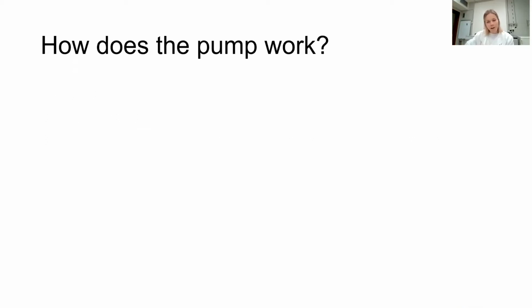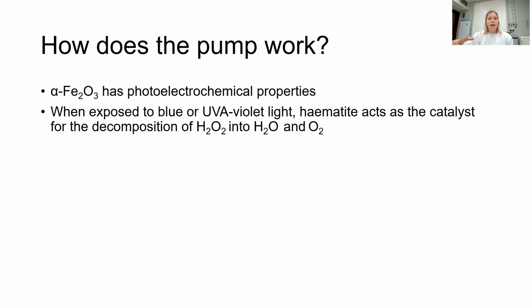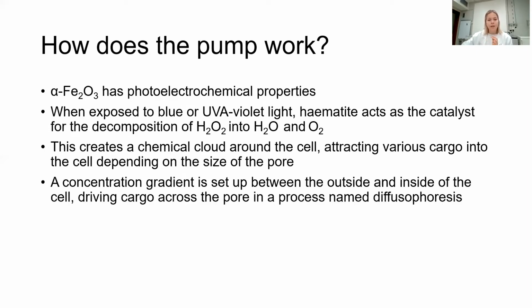How does this pump work? Well, this substance has photoelectrochemical properties. So when the cell mimics were exposed to UVA or blue light, the hematite acts as a catalyst to decompose hydrogen peroxide into water and oxygen. This then created a chemical cloud around the cell, which attracted various cargo into the cell depending on the size of the pore. This sets up a concentration gradient between the outside and the inside of the cell, driving cargo across the pore in a process named diffusophoresis.